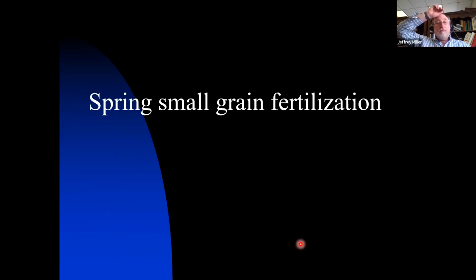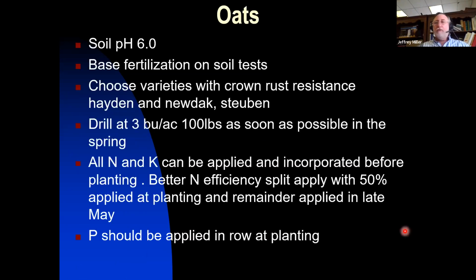Now we're going to move into spring small grain fertilization. So we were talking about winter crops up until now. And the first one we'll talk about is oats. So the soil pH should be 6. You're basing your fertilization on soil test results. You're choosing varieties with crown rust resistance. And there's 3 that I know of, and talk to your seedsman about others.